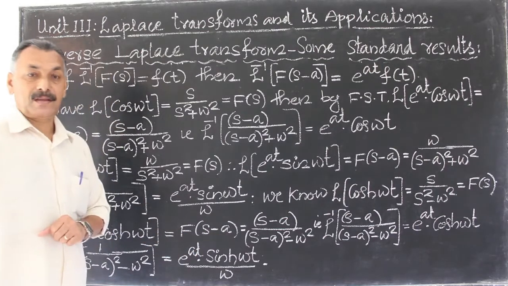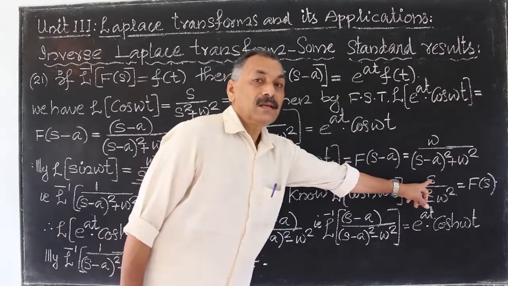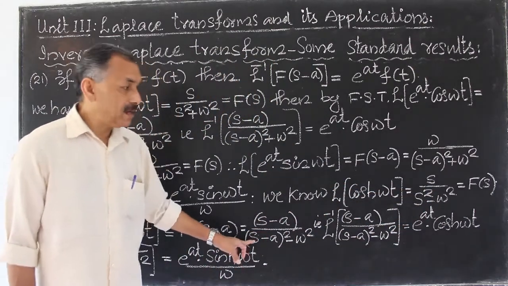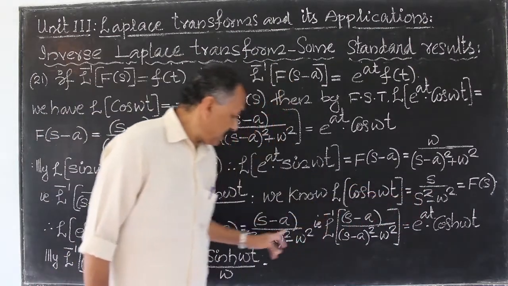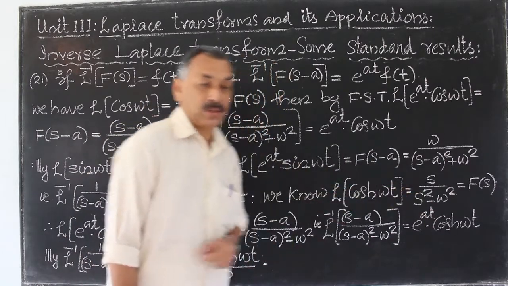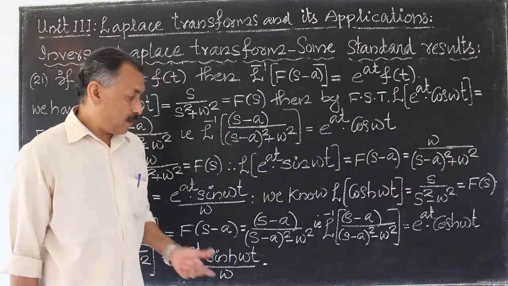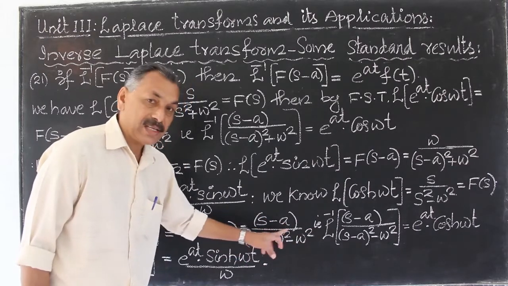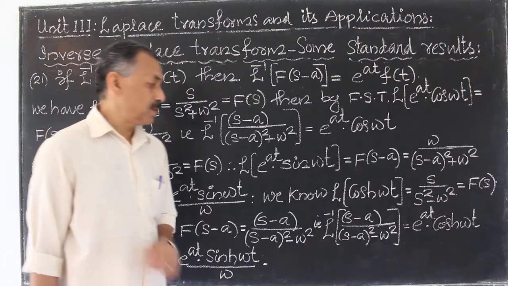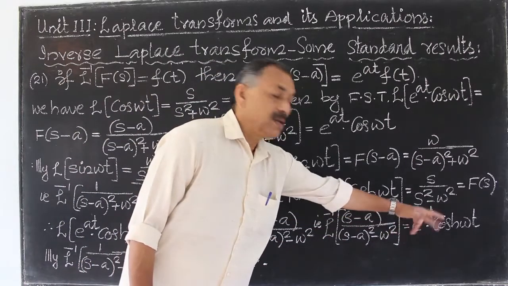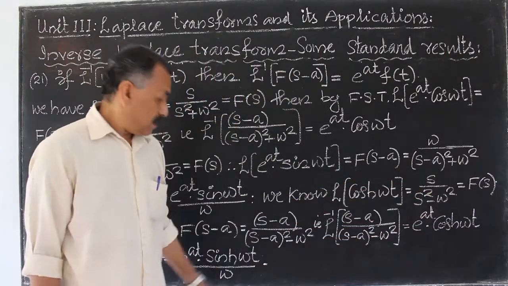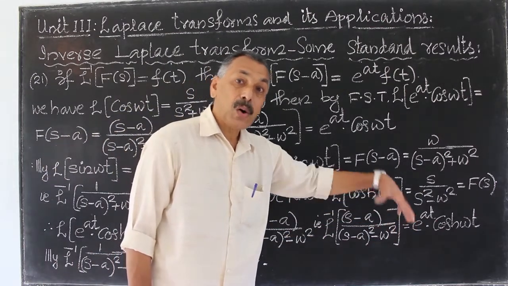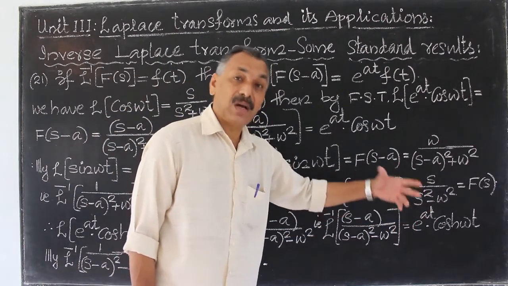Now e raised to at into cos h omega t is equal to f of s minus a. That is, ഈ റിസൾട്ടിലാണ് put s is equal to s minus a, or s minus a divided by s ന് പകരം s minus a square minus omega square, or L inverse of s minus a divided by s minus a square minus omega square is equal to e raised to at into cos h omega t. ഇവിടെ പ്ലസ് ആകുകയാണെങ്കിൽ e raised to at into cos h ഉണ്ടാവില്ല, cos omega t.